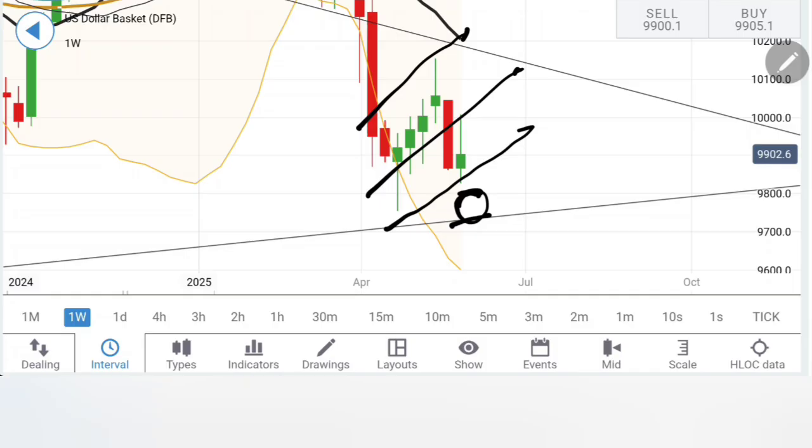It is possible that it can form a double bottom before reversing in the month of June. And that is why I say 98, 97 is the zone you should watch out for. This should be respected in any case. If this is taken, we are ready for a greater downtrend here.